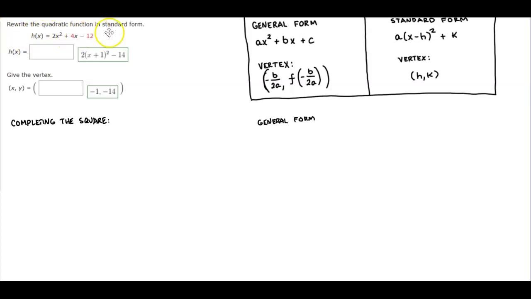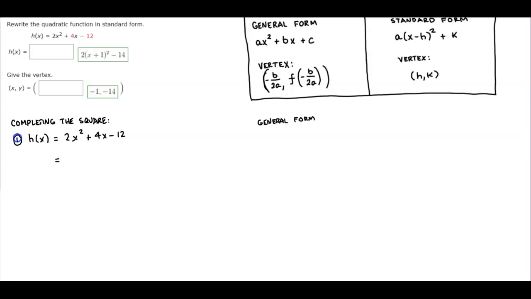Rewrite the quadratic function in standard form. h of x is equal to 2x squared plus 4x minus 12. So we look at the function h of x, which is equal to 2x squared plus 4x minus 12.